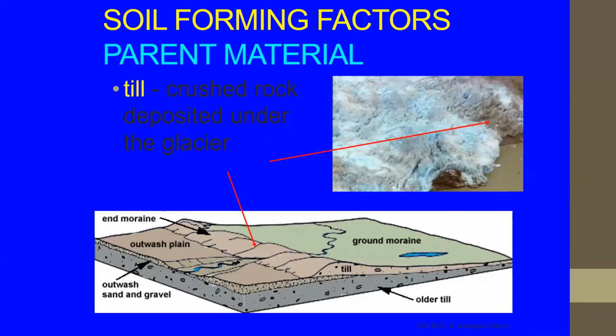And here is a little bit more description of soil forming factors and parent material as it pertains to glacial activity. So here we see the outwash plain. This is all after a glacier has receded.